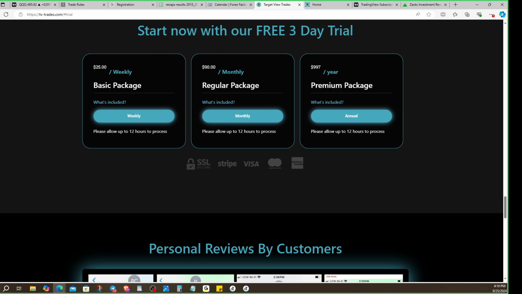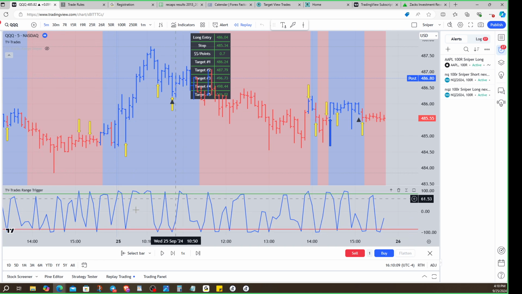Next week my plan is to cover the range trigger, because it's important that you understand what this is doing and what information it's giving you, because it can be a really valuable tool.